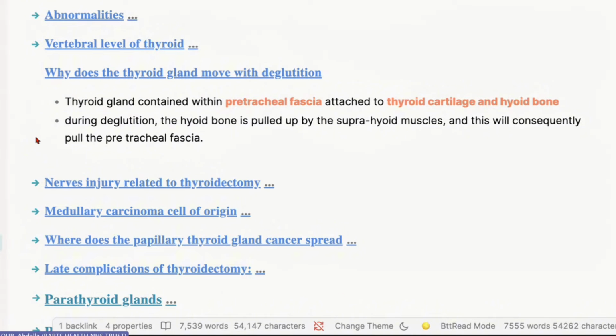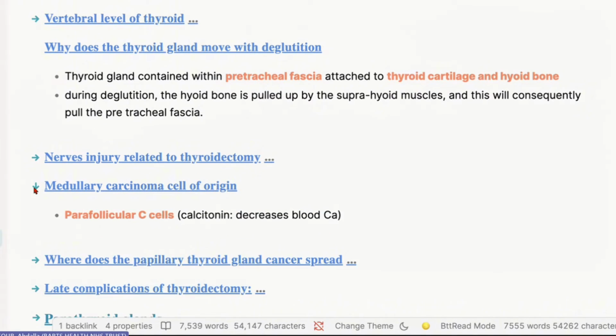In thyroidectomy, what are the potential nerve injuries that can happen? So with a thyroidectomy, you could have risk to the external laryngeal nerve or the recurrent laryngeal nerve, and also the cervical sympathetic plexus. Correct. What's the cell of origin of a medullary carcinoma? So that would be your parafollicular C cells, which secrete calcitonin. What are the late complications of thyroidectomy? The late complications of thyroidectomy would be hypocalcemia and hypothyroidism.